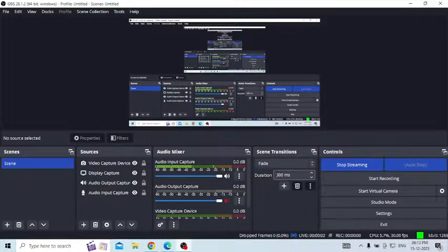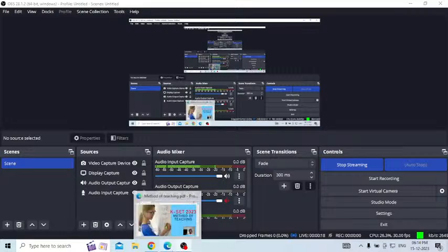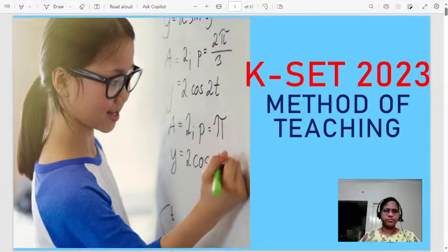Welcome to my class. Here I am going to teach CTET 2023 exam Paper 1. The topic is method of teaching. Here I am going to solve a few important MCQ questions based on the topic method of teaching. Let us start the class.